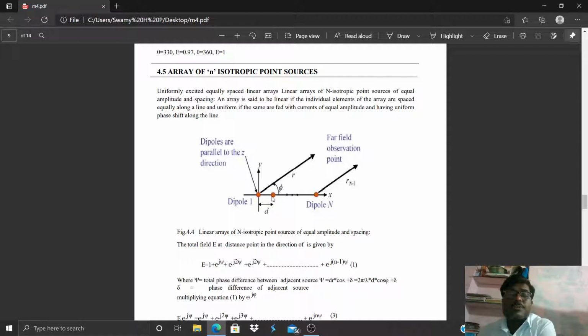These point sources are separated by a distance d. n number of point sources will radiate the electric field intensity like this. So this is the far field observation point P, which is at a constant distance r from each point source. At this point, it is situated at distance r from the antenna.